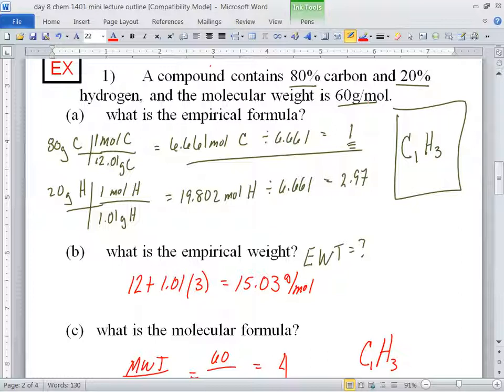Let's make some up. Let's say you got 1.25 and 3. 2.97 I felt really comfortable rounding to 3. But 1.25 is too much to round. And remember, these are supposed to be ratios. What can I multiply both of these by to get whole numbers? 4. Then my answer would be, right, 4 times 1.25 is 5. 4 times 3 is 12. So you can see that one.